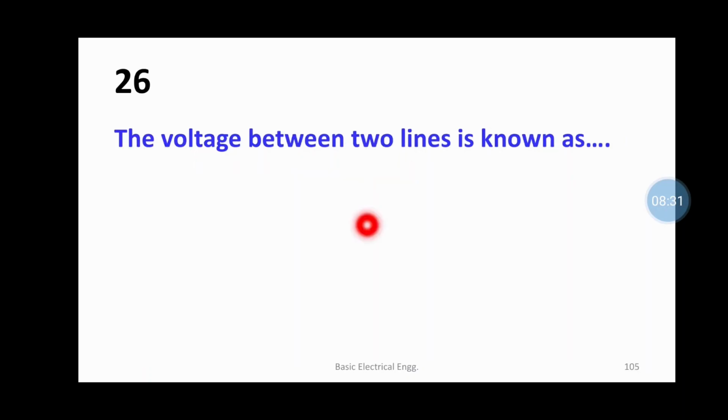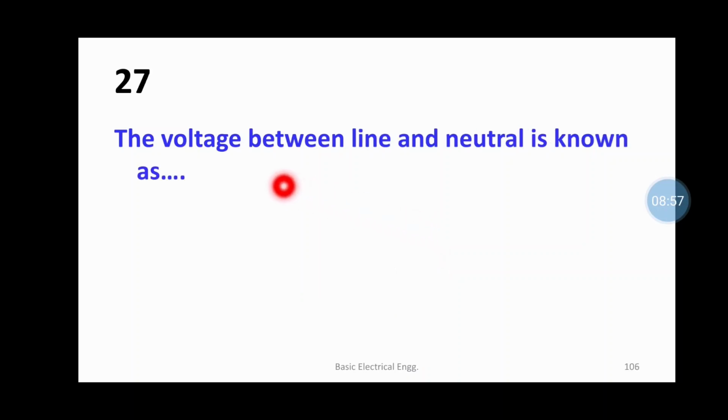Question number 26. The voltage between two lines is known as dash. It is the line voltage. Let me explain with the help of a simple diagram. So please consider the diagram. R, Y, B are the three lines. The voltage between R and Y is known as VRY. Voltage between Y and B is VYB. Voltage between R and B is called VRB. All are called line voltage.